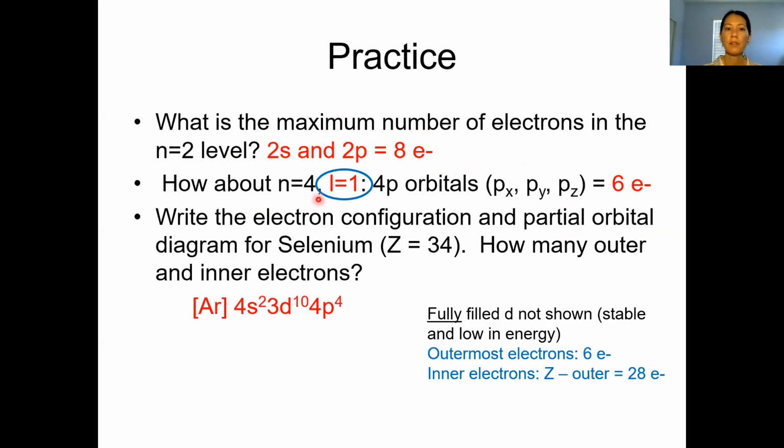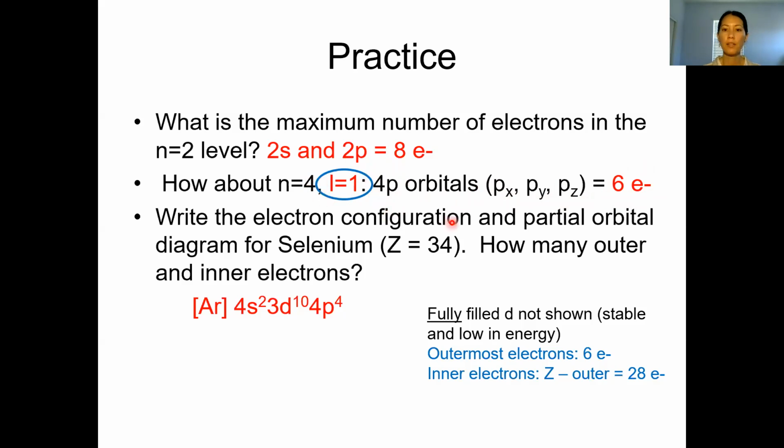The second one that has a little bit more of a constraint, you have n equals 4. So you could have 4s, p, d, and f. But I say L equals 1. I told you to memorize L equals 1 is a p orbital. So that means you're limited to the p orbitals, the p, x, y, and z. So 3 orbitals, 2 each, a max of 6 electrons. So that's only because I gave you this additional constraint.